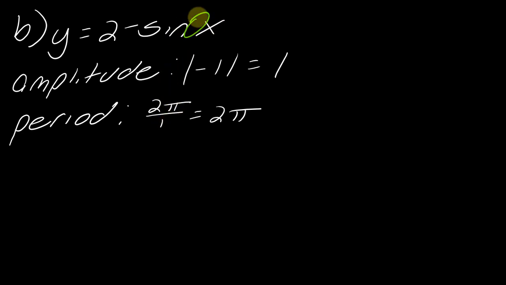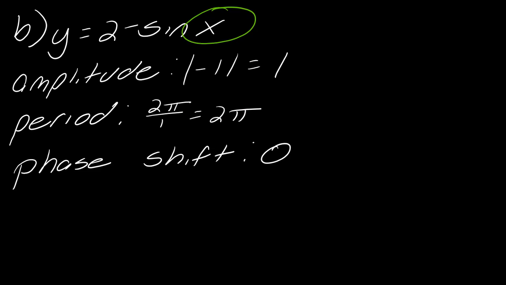So I'll just take 2 pi divided by 1. That's the invisible 1 here. So the period is 2 pi. My phase shift in this case.